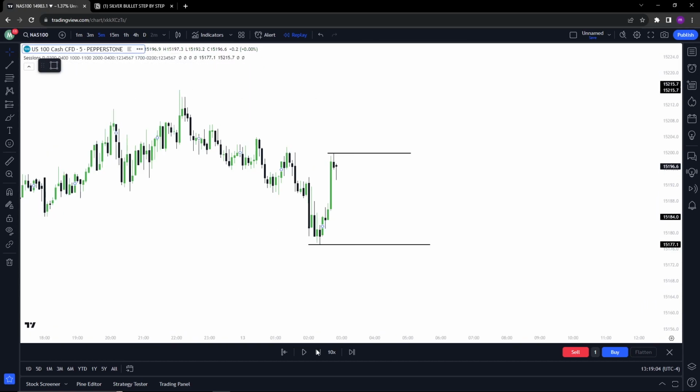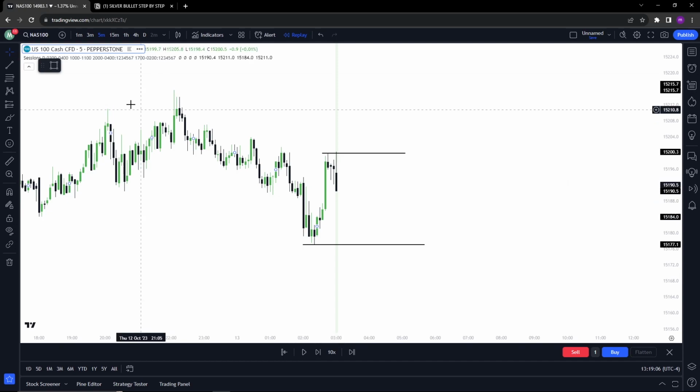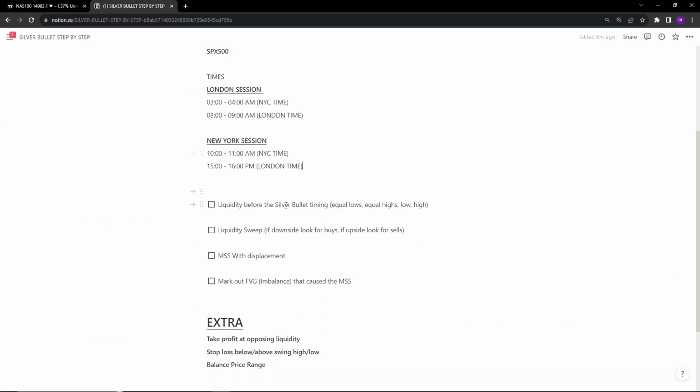But if I now play the market, you can see that the timing has started and we are building up on these equal highs. Now, we've identified liquidity before the Silver Bullet timing. This can be in form of equal lows, equal highs, low high, whatever. Just make sure it's liquidity.